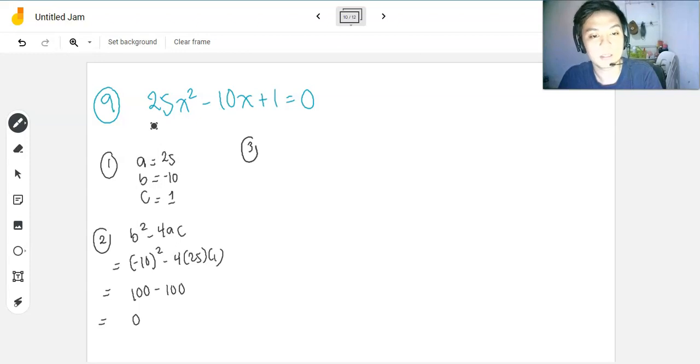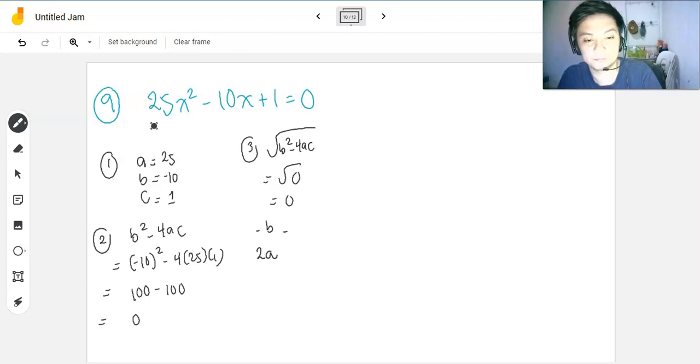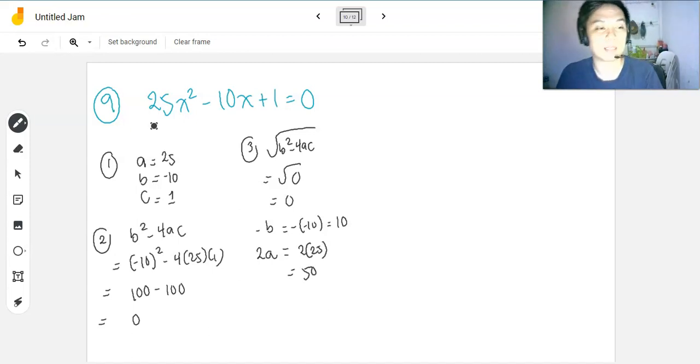So step 3, ano ang square root ng discriminant? Meaning, ano ang square root ng 0? Siyempre, 0 lang din. And then, still under step 3, negative b and 2a. Ano ang kanilang value? So, negative of b, meaning negative of -10. This will be equal to +10. 2a, bali 2 times 25. This is equal to 50. At anong gagawin nga natin?